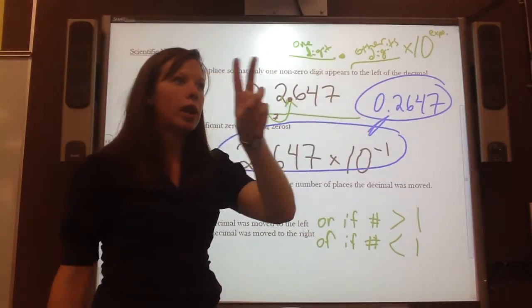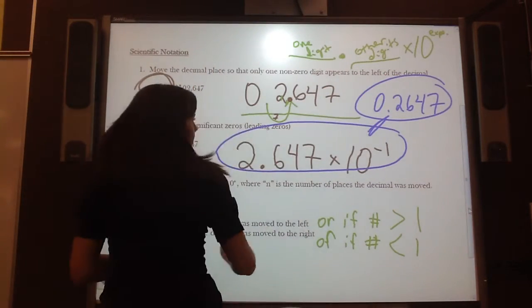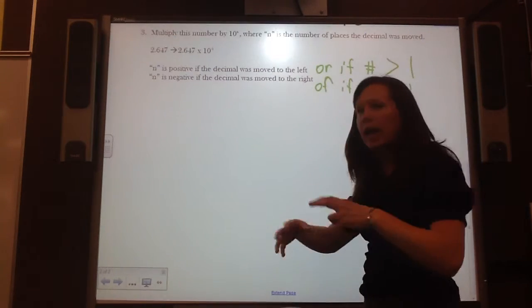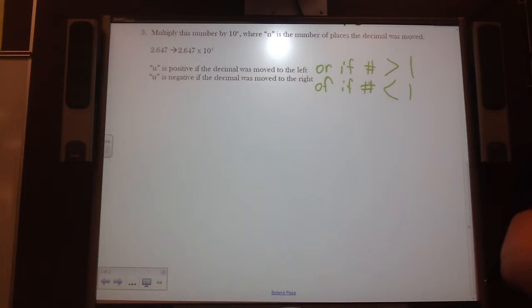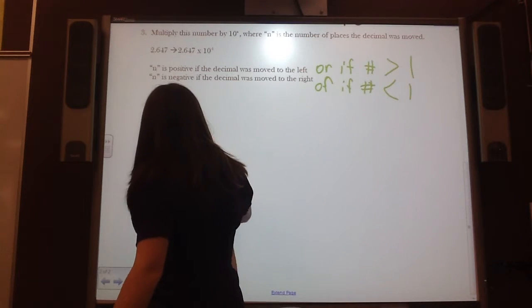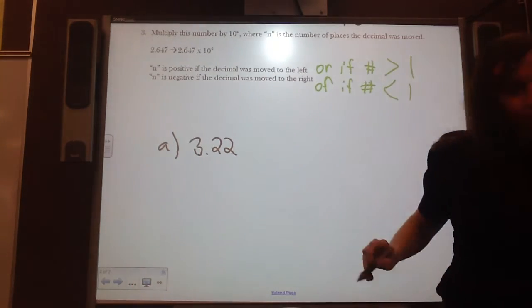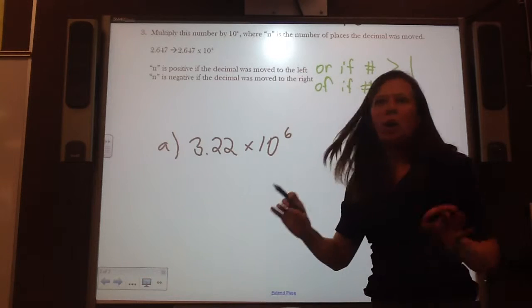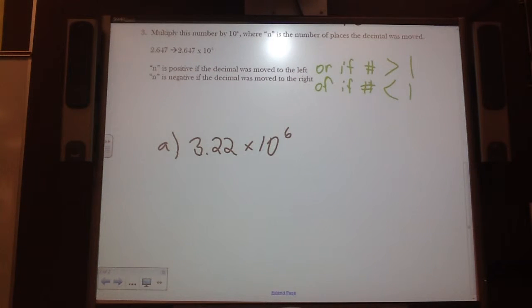Okay, so on your handout, number two says, convert the scientific notation back into whole numbers. So let's try that, and you can ask more questions as we try it. A says 3.22 times 10 to the power of 6. Okay. So is this number bigger than 1 or smaller than 1? Bigger, because the exponent is positive. If that would have been to the power of negative 6, it would be a really, really small number. But because it's positive 6, it's big.